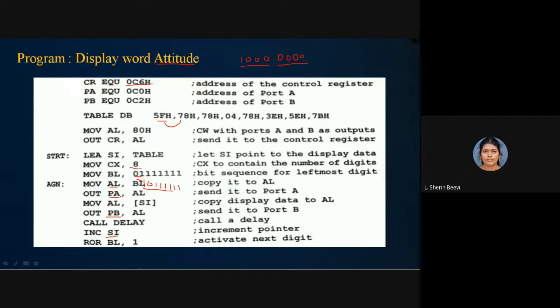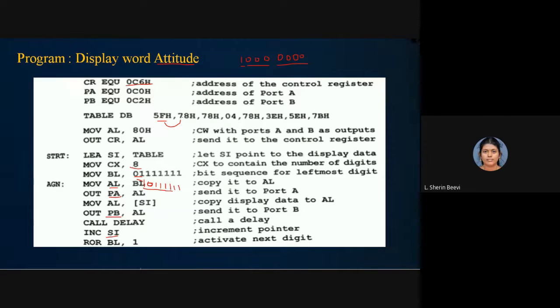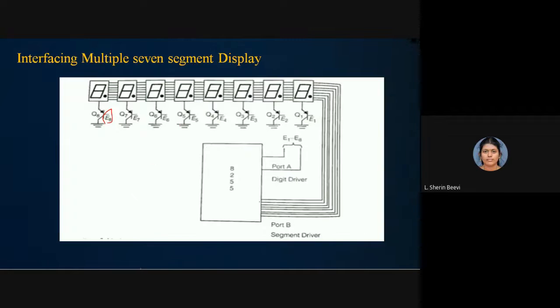So here the second position should be 0. The second position means the E7 value changes to 0. Okay, E7 changes to 0, and the next value, SI, is already incremented. So the 78 value is moved through port B to here. Already E7 is at 0. That means E7 changed from 1 to 0. So the T will be displayed.